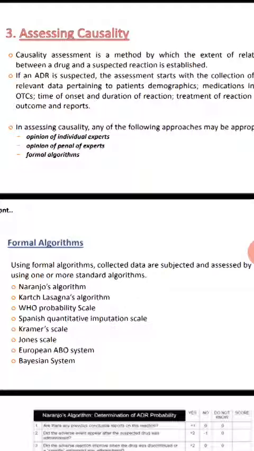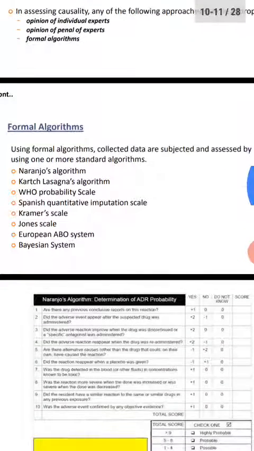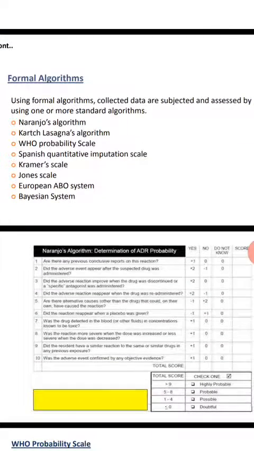For example, doctors may clearly know that the ADR mainly resulted from the drug. Next is the opinion of a panel of experts. If you cannot confirm from an individual, you have to take the opinion of a panel of experts, official members. The last one is algorithms. Generally, algorithms are used, and these are the different types of algorithm generally used.